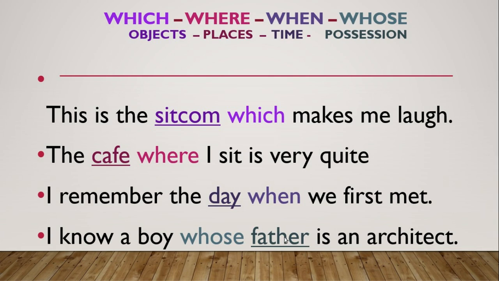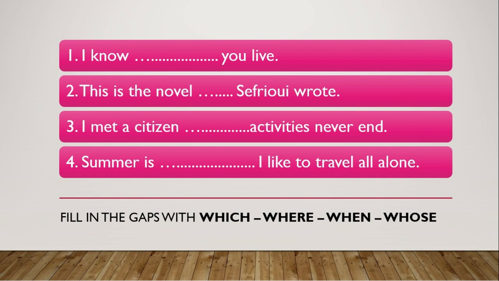Now we move to an exercise. Fill in the gaps with which, where, when, or whose. Number 1, I know you live. Number 2, this is the novel Sfrewi wrote. Number 3, I'm a citizen activities never end. Number 4, summer is I like to travel all alone. Take your time again and think of the answer to these 4 sentences. You can pause the video, stop it for a minute, and answer the questions.